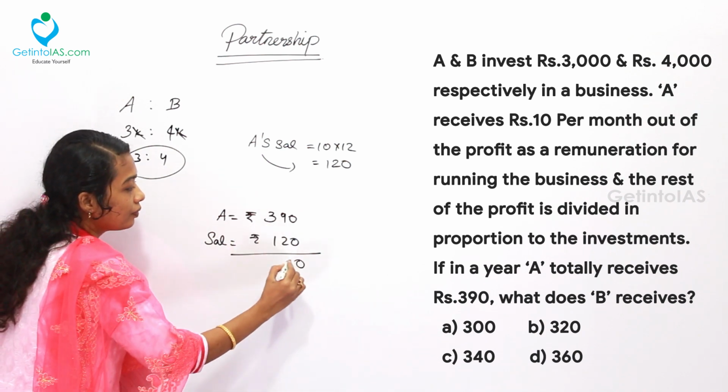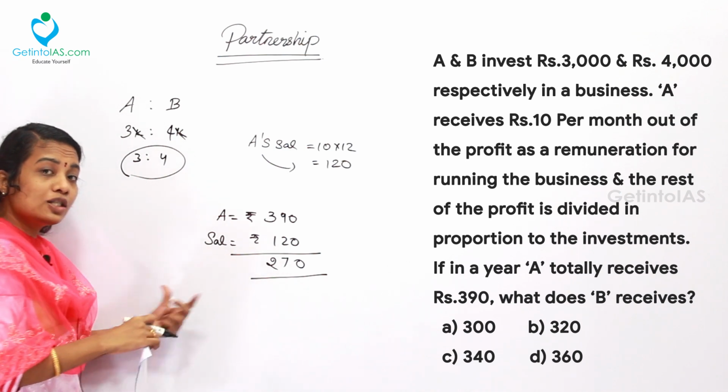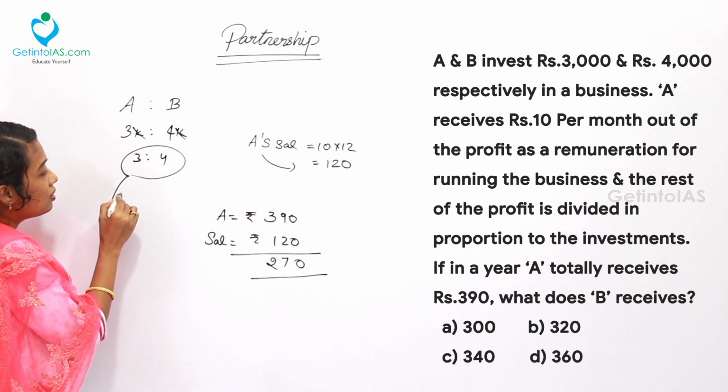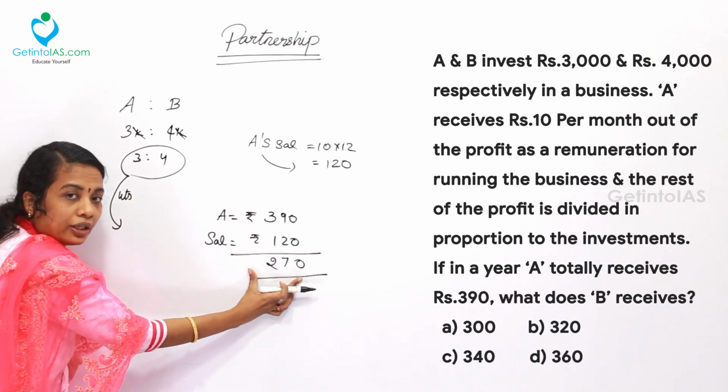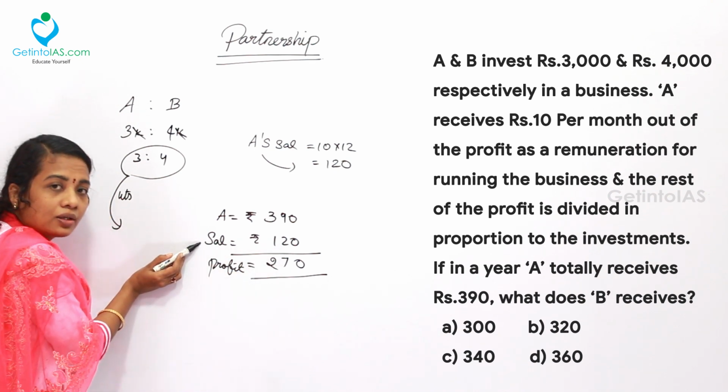So here, 270 rupees is the amount given to A as profit only. So simply you can say that these 3 units equal this 270 rupees. This is the profit received by A. This is the salary received by A.